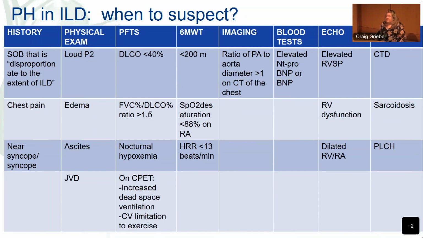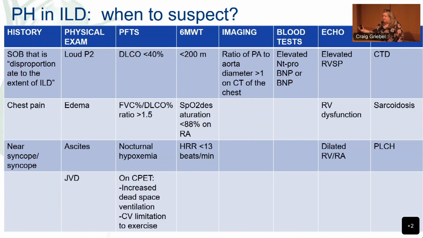These patients tend to have a pretty low diffusion capacity. Particularly in scleroderma patients, we use the FVC to diffusion ratio, so that if the diffusion is down out of proportion to the FVC, that will raise the ratio. Think, could they have pulmonary vascular disease? They're more likely to have nocturnal hypoxemia.